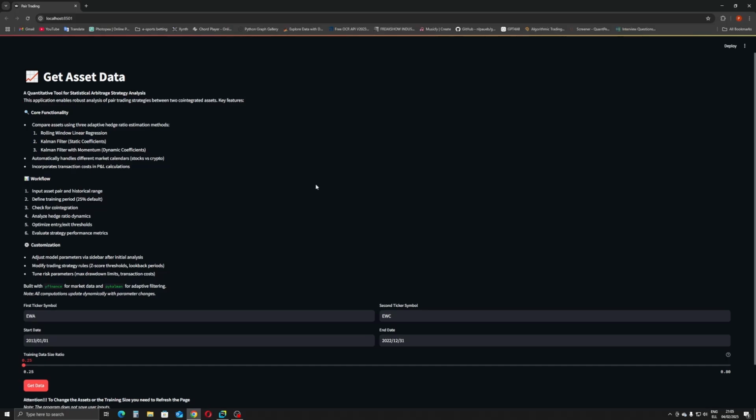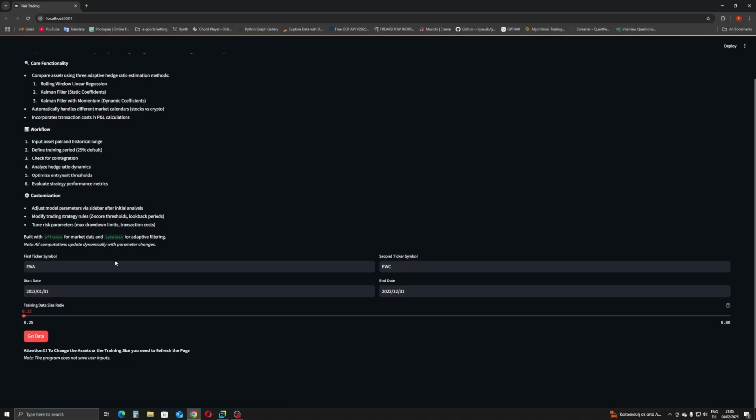So, in this app, you basically type in the desired ticker symbols that you want to compare, assets you think have some connection to perform a pair trading strategy, and the selected date period. And you also have a training data size ratio, which will be the percentage of data that you want to use for training. Then there is a robust maximum likelihood estimator. The reason why we use a robust one is because financial data have outliers and are heavy-tailed.